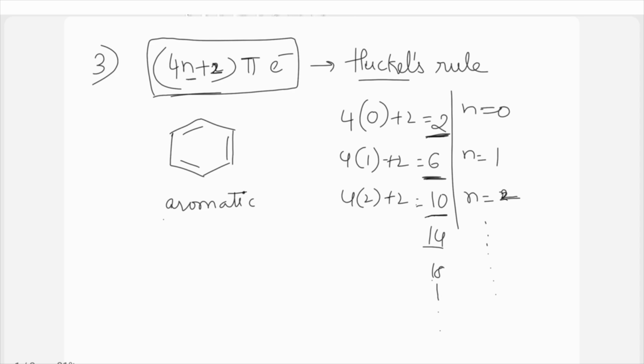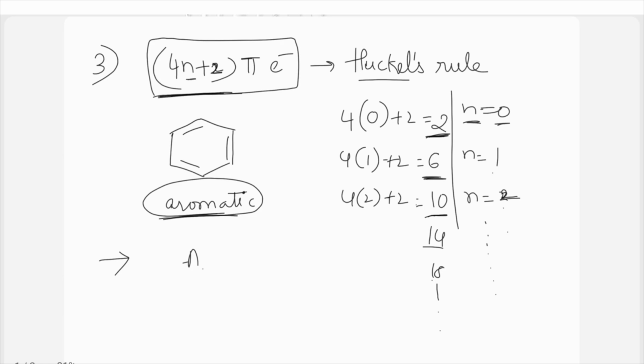So on, such compounds are aromatic. I am repeating once again, this n value is not the number of pi bonds, it is just a number: 0, 1, 2, 3 and so on. Okay, so this is the third condition. So these are the three conditions. The first is it has to be cyclic and planar, then second is it should be sp2, and the third criteria is pi electrons has to be 4n plus 2 inside the ring. So all these conditions make the compound aromatic.